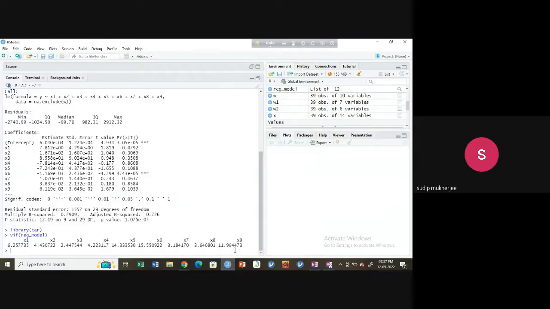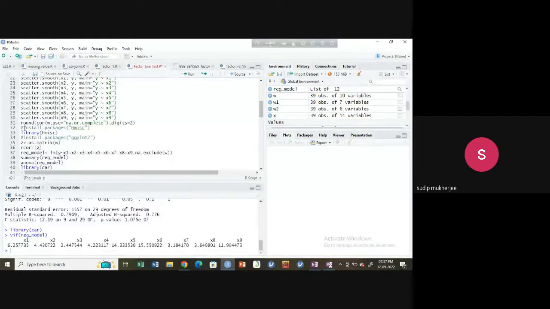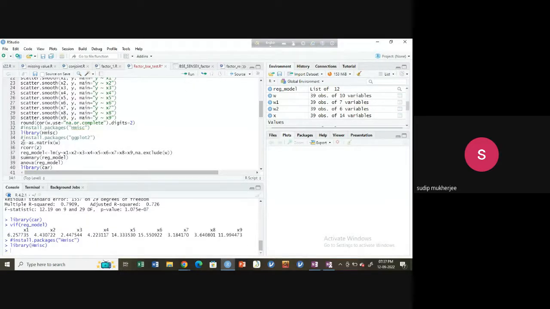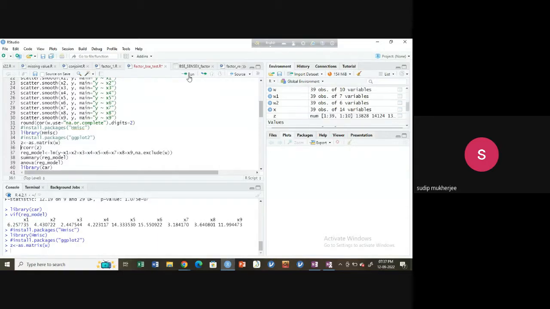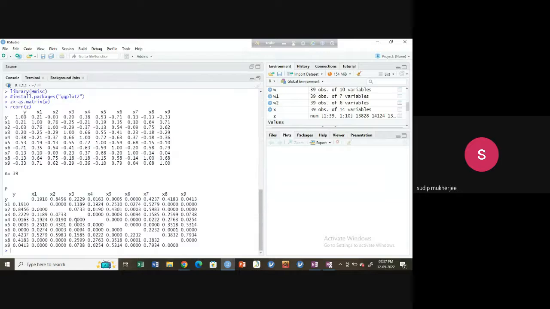If we run the correlation, I am using here this package, Hmisc. You see, this is the correlation value, and this is the p-value. And see, with respect to x1, 0.76, high correlation. 0.64, 0.71. So this variable x1 with x2, x8, x9 have high correlation.